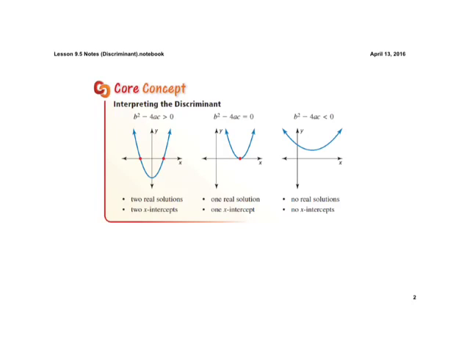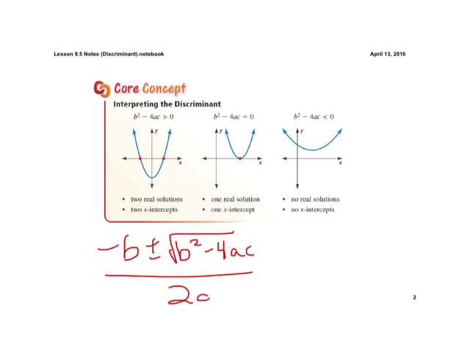If we show our quadratic formula here, we have negative b plus or minus the square root of b squared minus 4ac, all over 2a. The discriminant is just the value under the square root. It's b squared minus 4ac. And we can determine how many solutions there are by solving this discriminant.